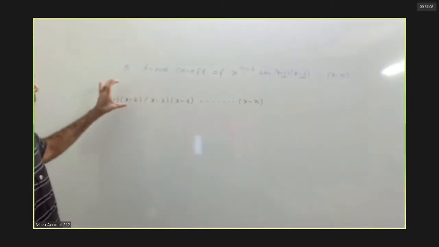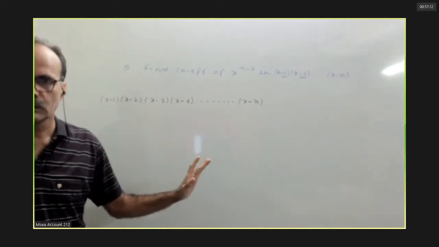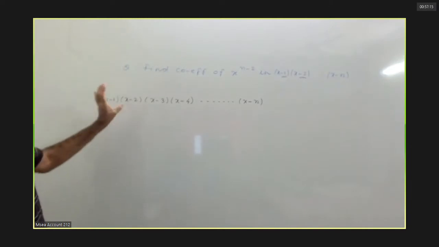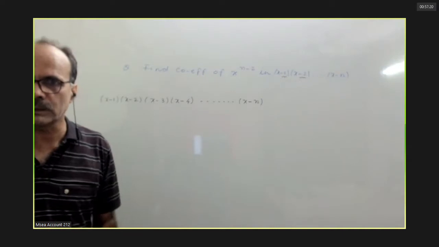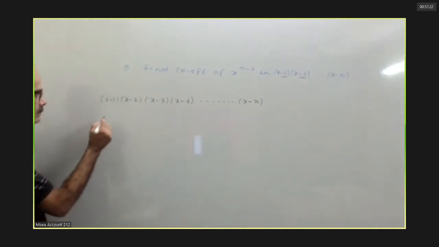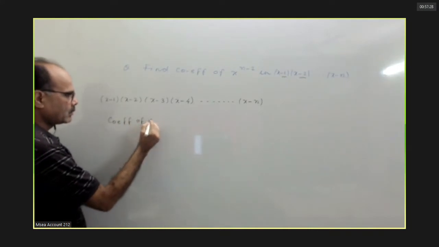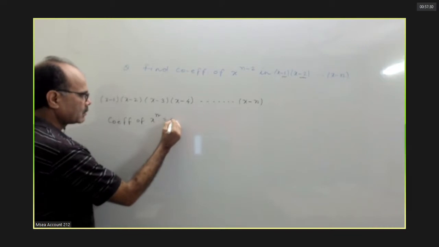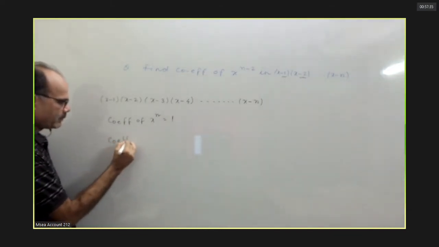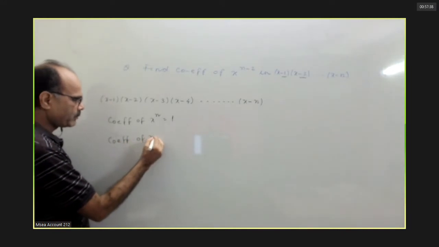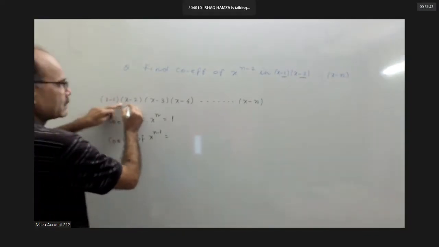See, in the product, it will be an nth degree polynomial. If you multiply all the factors by x, we will get x to the power n. The coefficient of x to the power n is 1. What will be the coefficient of x to the power n minus 1? See, in all the factors, n into n plus 1 by 2.